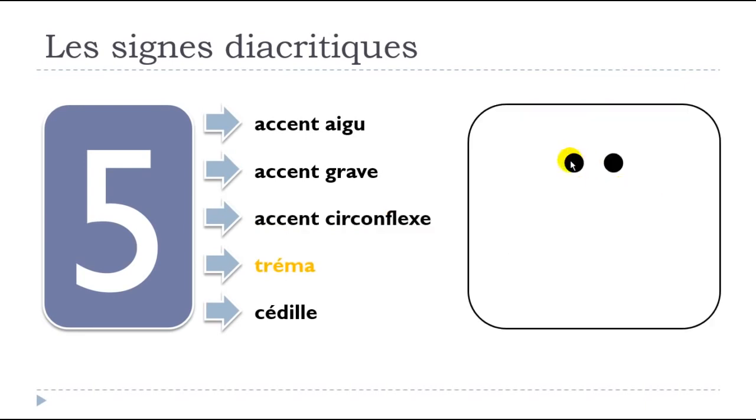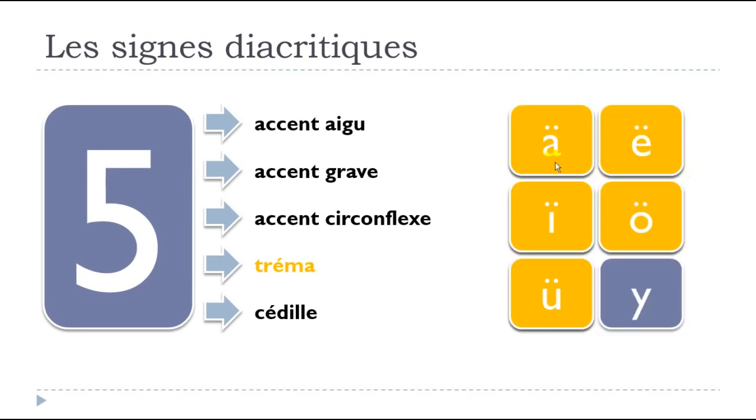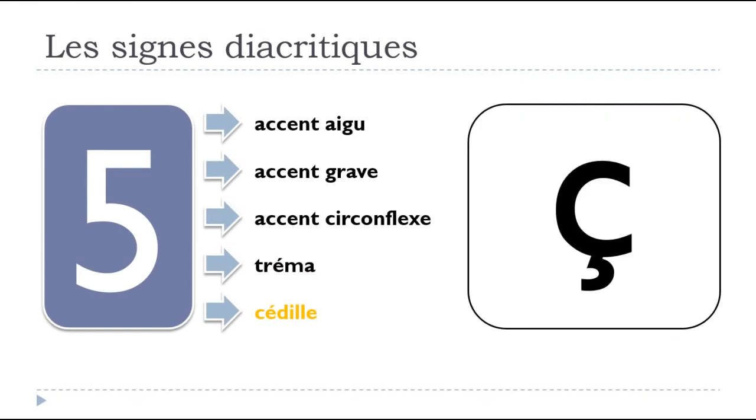Then tréma, just like 2 little dots here, and it will come on the top of A, E, I, O, and then U. Okay, and the last one, la cédille, if you look carefully, basically it will come right below your C letter.